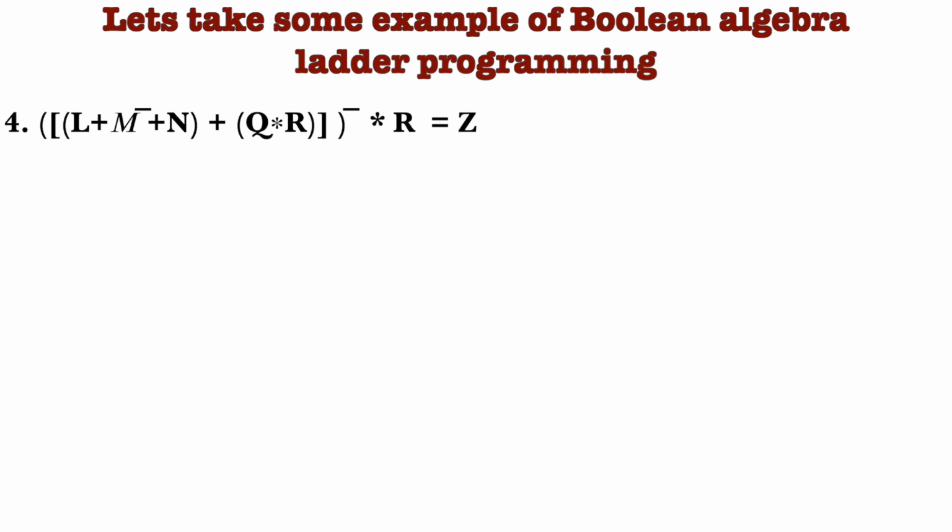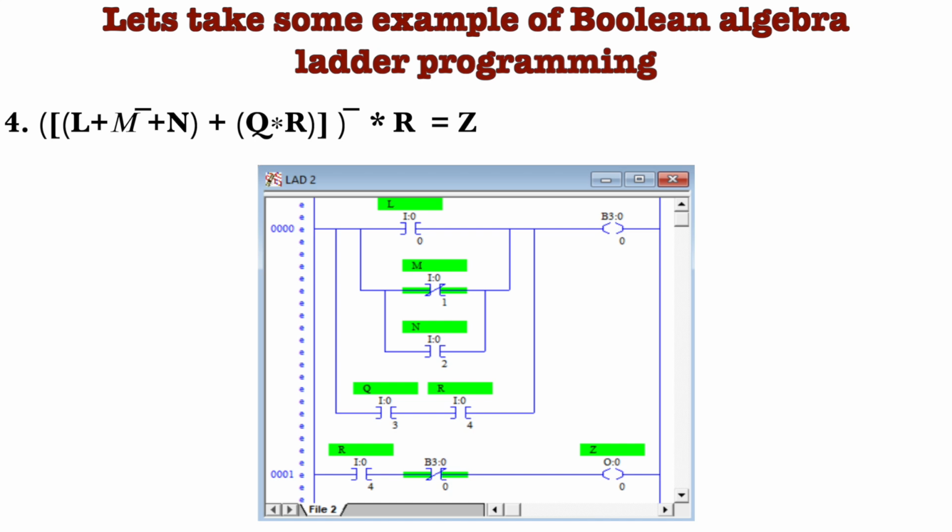Okay, now next, L plus M bar plus N plus Q into R, complemented, complete complemented, is multiplied by R equal to Z. So now break into two forms. How can you implement L plus M bar plus N? By connecting L, M and N switches in parallel. For M, since it is complemented, we have used the normally closed switch. And how can we implement Q multiplied by R? We have connected Q and R switches in series and in parallel with the L plus M bar plus N to get an OR operation.